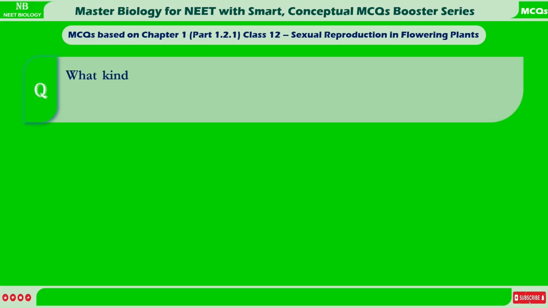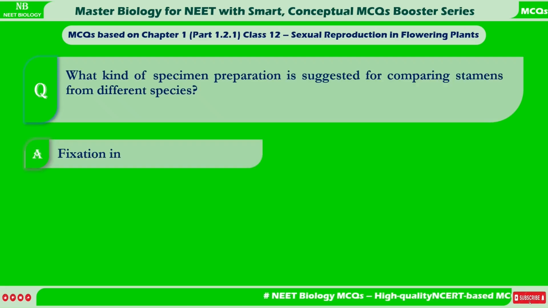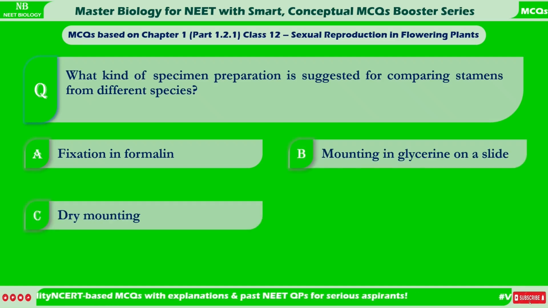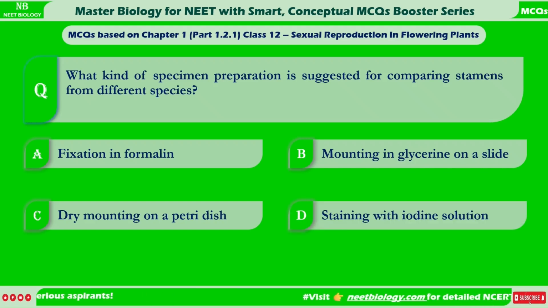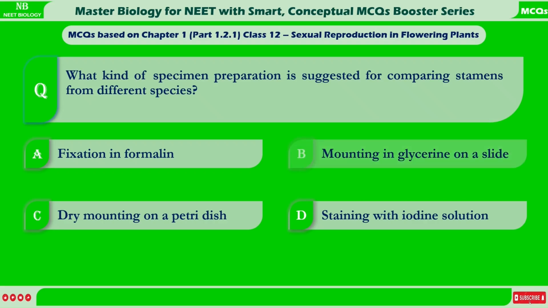What kind of specimen preparation is suggested for comparing stamens from different species? A. Fixation in formalin. B. Mounting in glycerin on a slide. C. Dry mounting on a Petri dish. D. Staining with iodine solution. Correct answer is B. Mounting in glycerin on a slide.